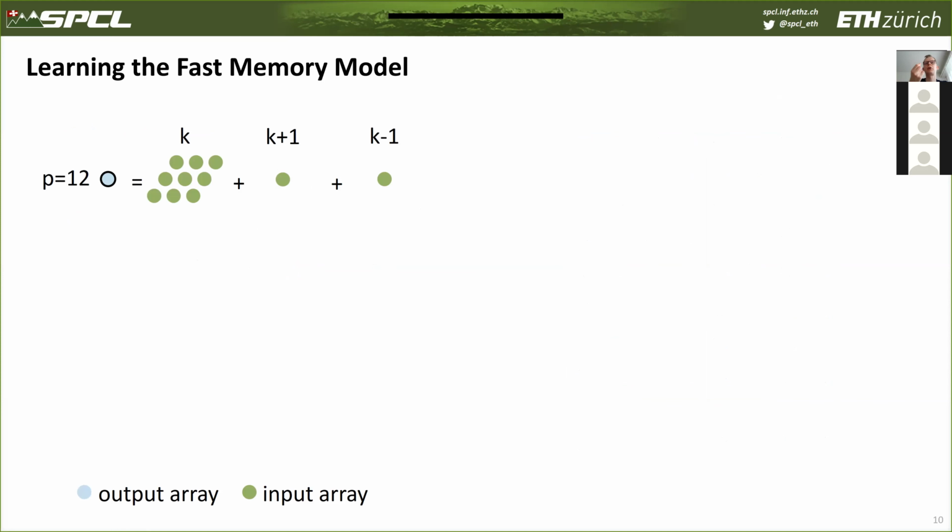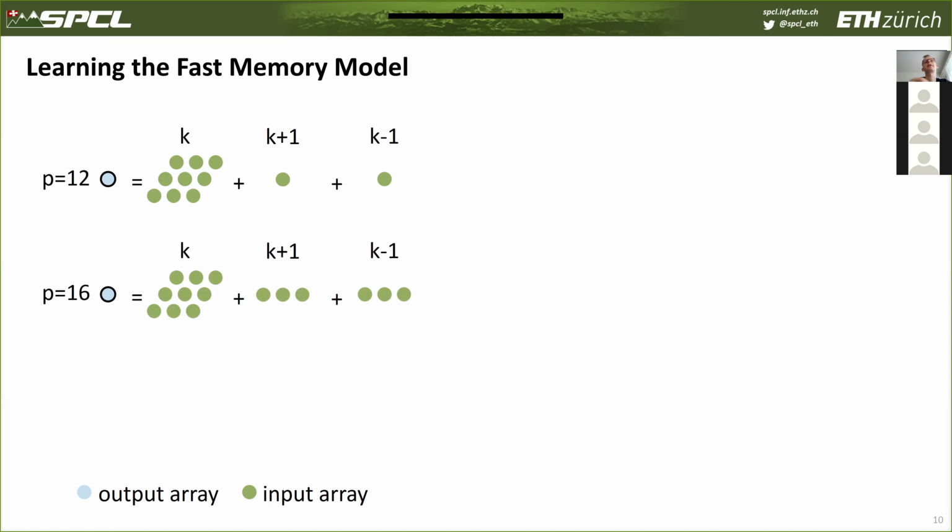Now, how do we learn these model parameters? The idea is, again, in the example of the fast memory model, to design stencils that stress that particular memory. And in case of the fast memory, the cache, the idea is to have stencils which access a lot of grid points.